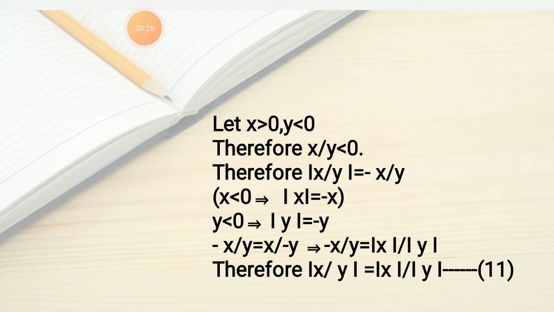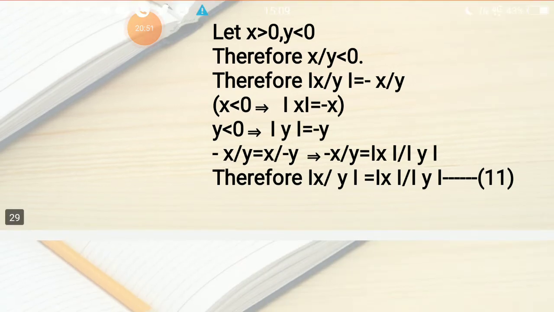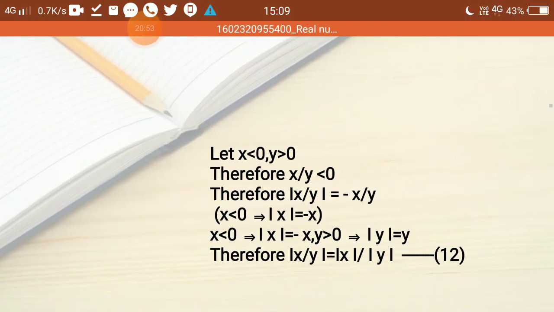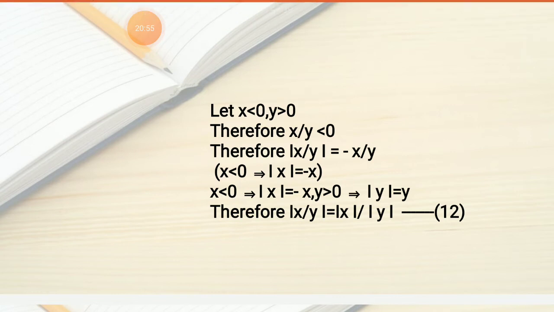So minus x by y equals x by minus y, where x is positive so x means mod x, and y is negative so minus y means mod y. So minus x by y is mod x by mod y. But at the start we got mod of x by y equal to minus x by y, and minus x by y is mod x by mod y. So mod of x by y equals mod x by mod y. This is the 11th equation.